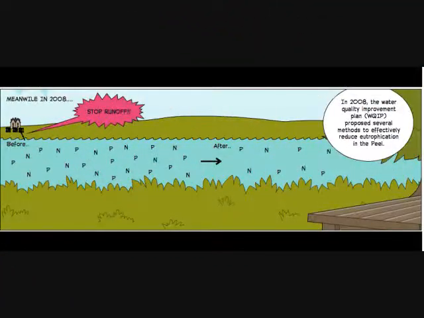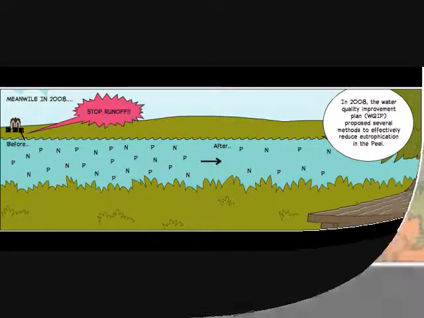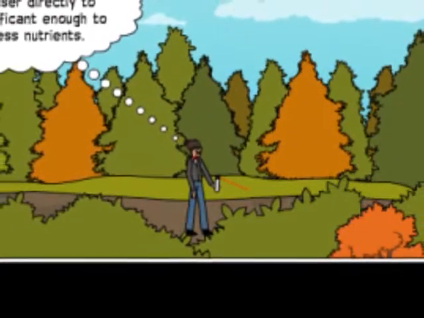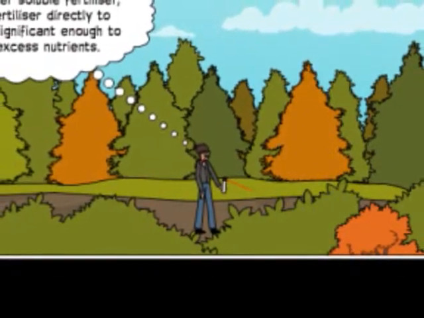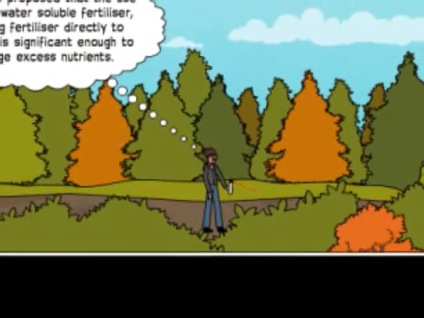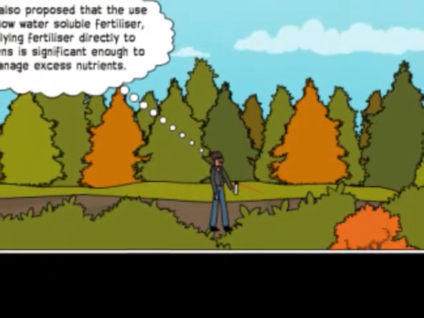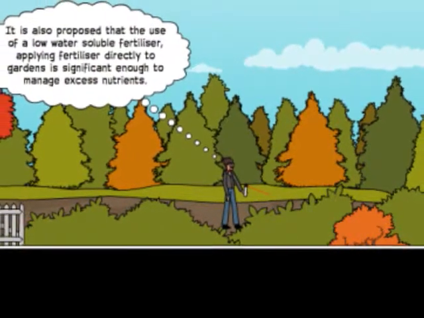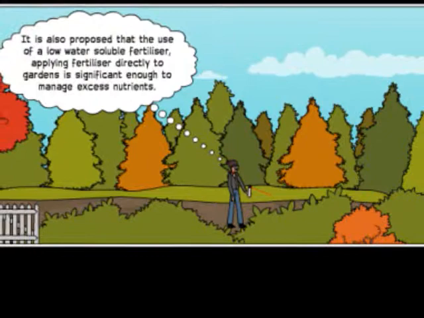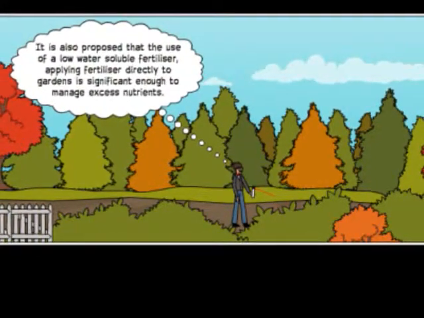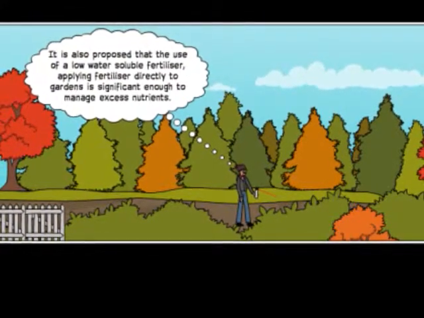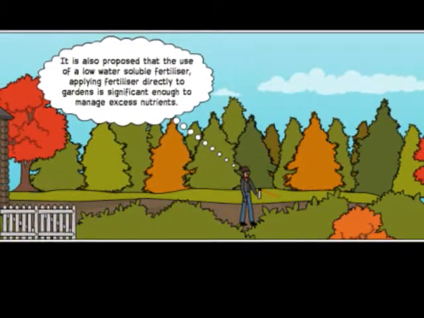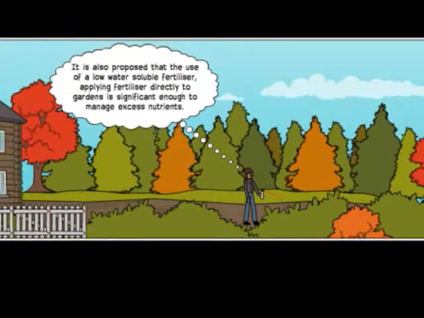In 2008, the Water Quality Improvement Plan proposed several methods to effectively reduce eutrophication in the Peel. These include the use of a low water soluble fertilizer to reduce phosphorus runoff, direct application of fertilizers, which is suggested to reduce phosphorus discharge by 13%, the use of soil additives such as red sand to absorb phosphorus more effectively, and the use of urban agricultural drainage systems to remove excessive nutrients.